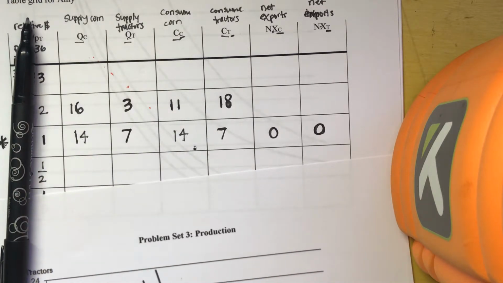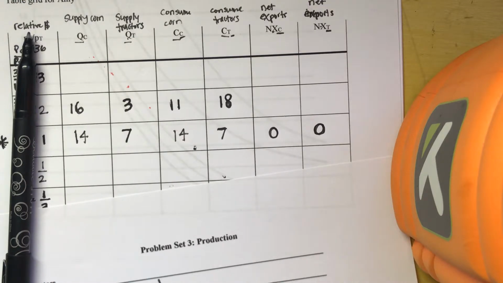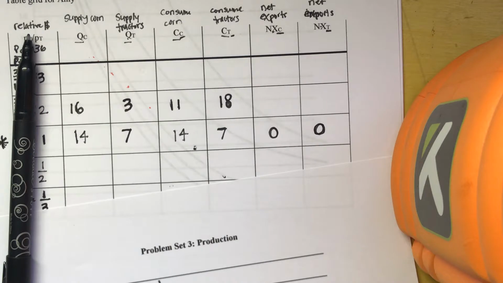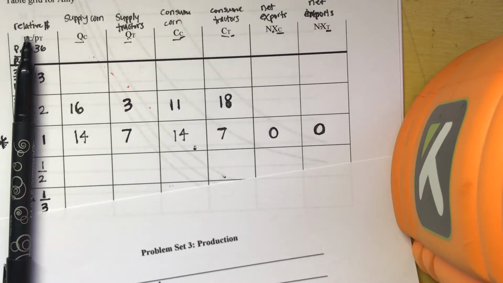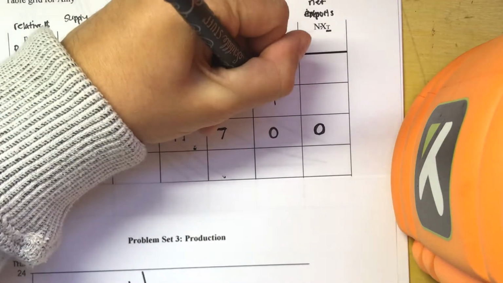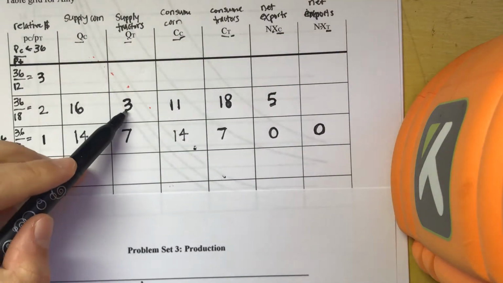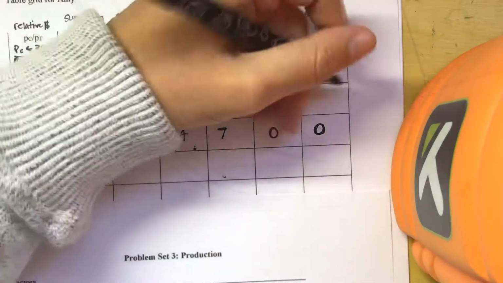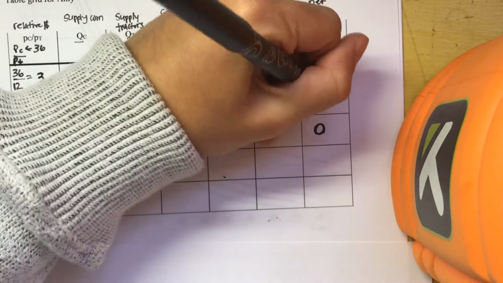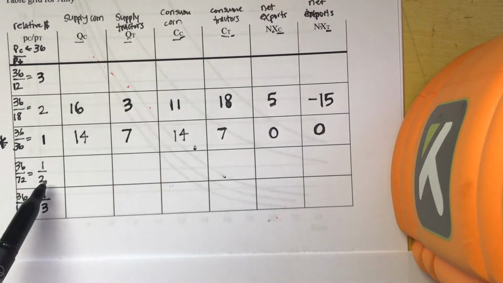Let me check my answer on the last one. So you have a positive 4, a positive 5, but you supply 3 and they want 18, so you have a negative 15. So that's how you do that, and you would do that for every single one that you have.